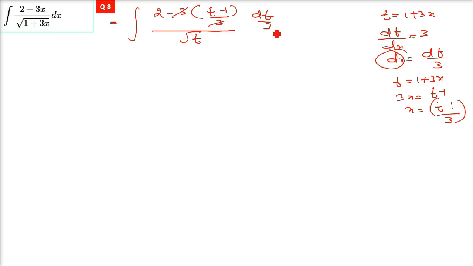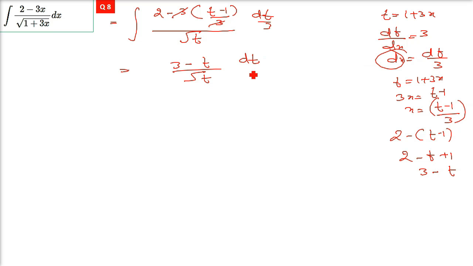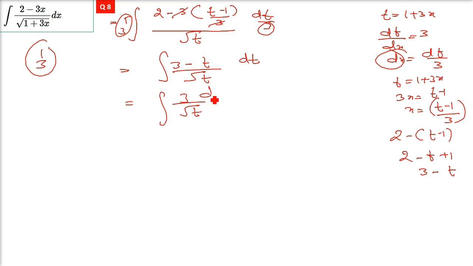So this gets cancelled. You have 2 minus t minus 1. When you open it, it will be 2 minus t plus 1. That's the numerator has become very easy: 3 minus t divided by under root t, and this is dt. If you want to take this 3, you can keep it there. But I would suggest you just keep it away for some time. And then when you're solving it, you have to keep it there, because the examiner wants to know that you know that it is dt by 3. I'm just saying this because I'm explaining it to you. I don't want this 1 by 3 to be there, but you need to keep it, right?